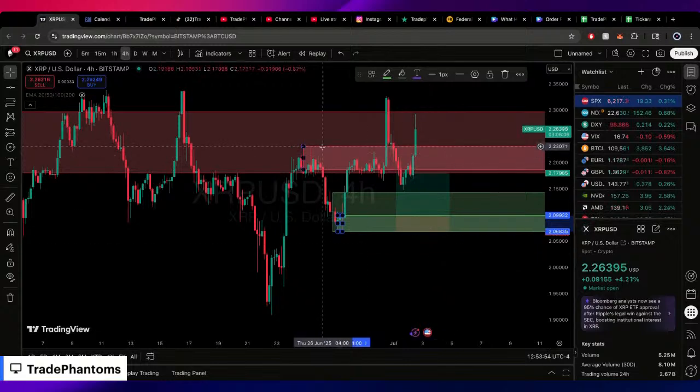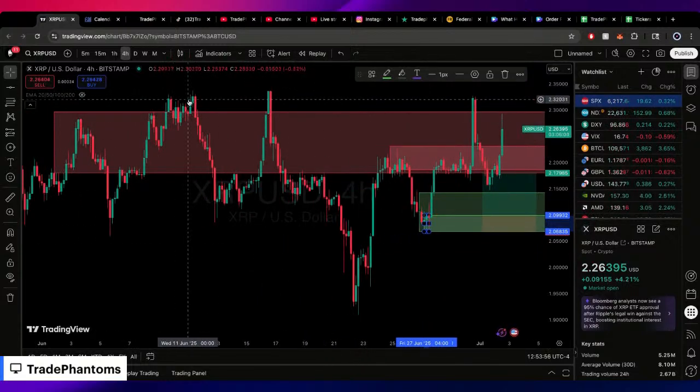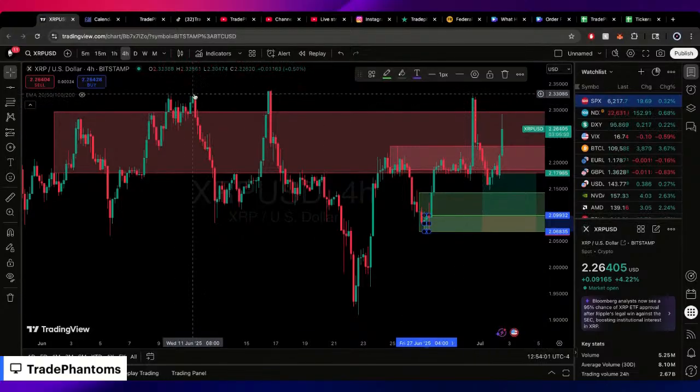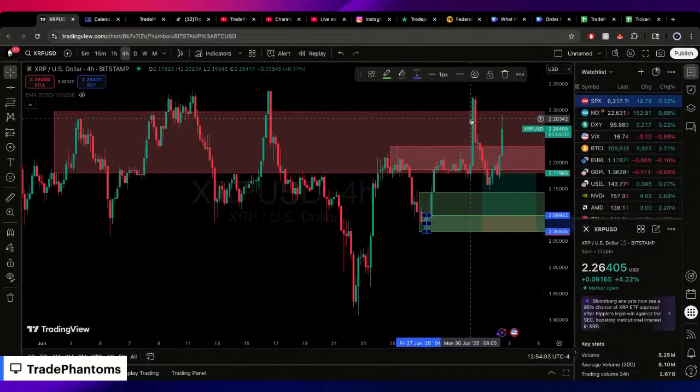In terms of the sell side, nothing really of interest for me, man, because we have the supply zone, but it's been hit once, twice already. So I'm not going to trade this supply that's already been hit multiple times, because every time we hit the zone, what are we doing? We're weakening the structure, right?